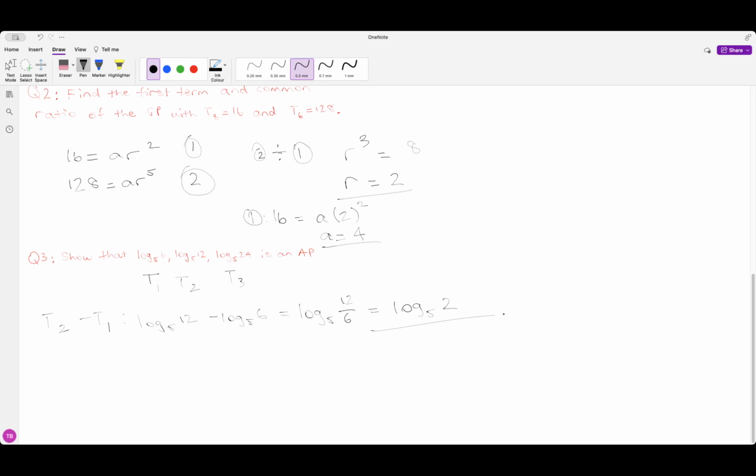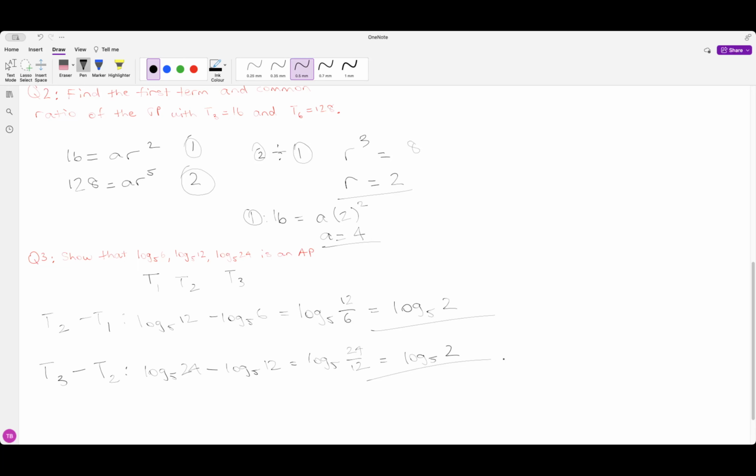Now what I want is to be able to do that between the other two terms and show that this is the same thing. So let's do that. I have T3 minus T2. And in this case, that's now going to be log base 5 of 24 minus log base 5 of 12. And I can follow the same process. So this is going to be log base 5, and now instead of 12 over 6, it's going to be 24 over 12. And that is also log base 5 of 2, because 24 over 12 is equal to 12 over 6.